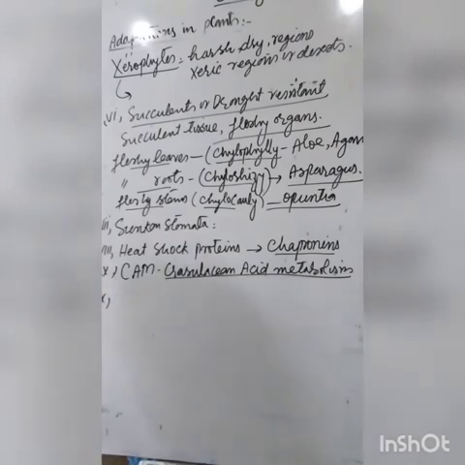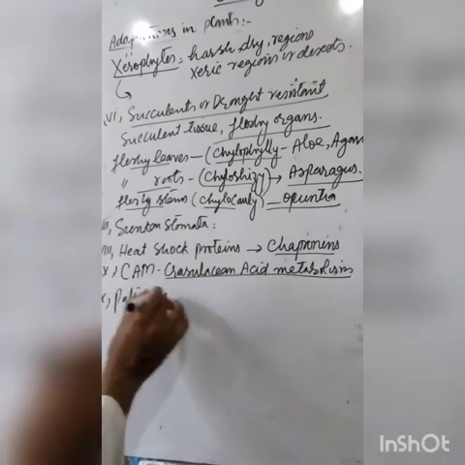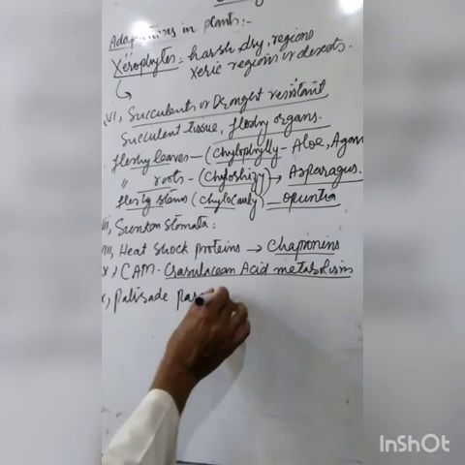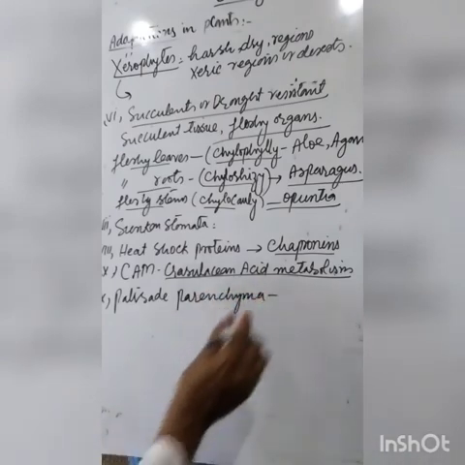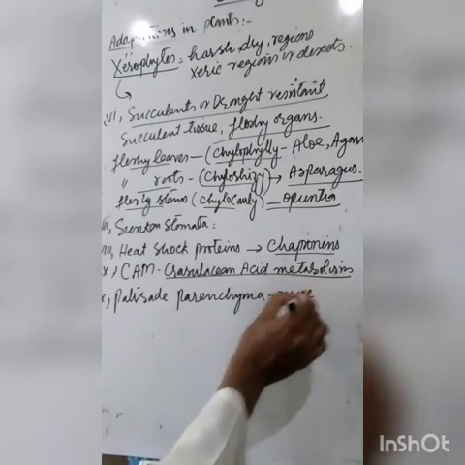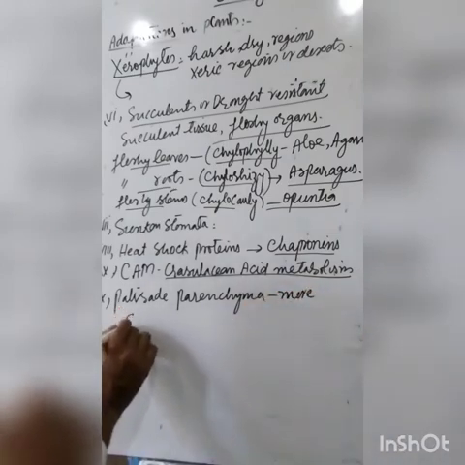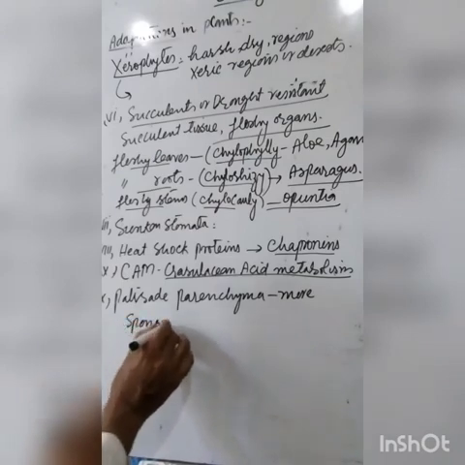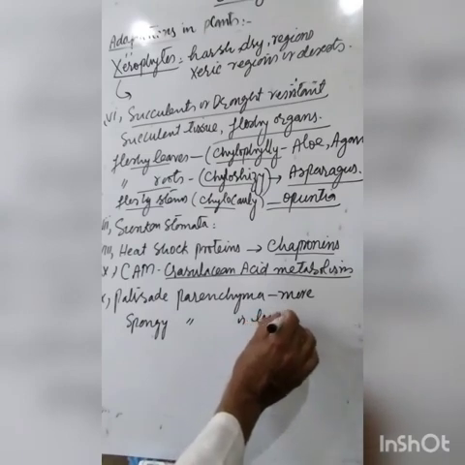And there is palisade parenchyma in leaves. Palisade parenchyma in the leaves is abundant, that is, more developed, and spongy parenchyma is less or absent.